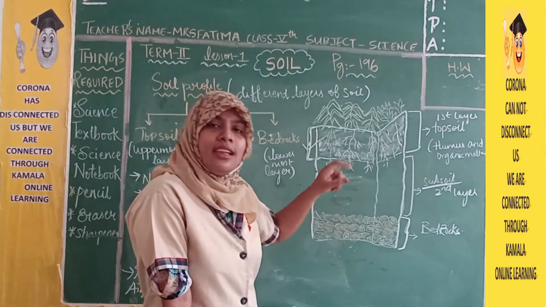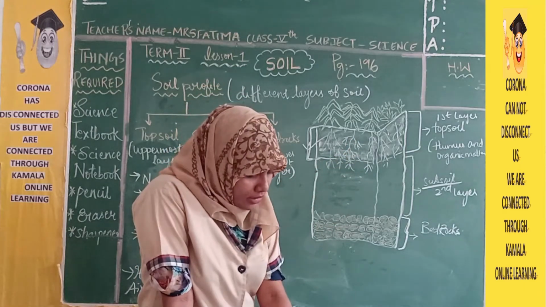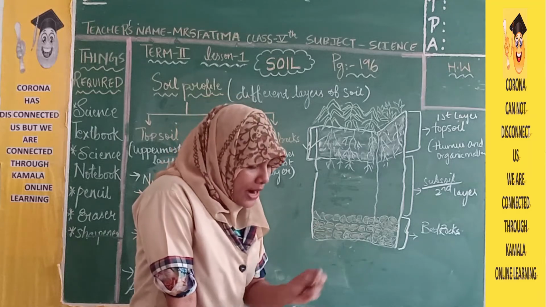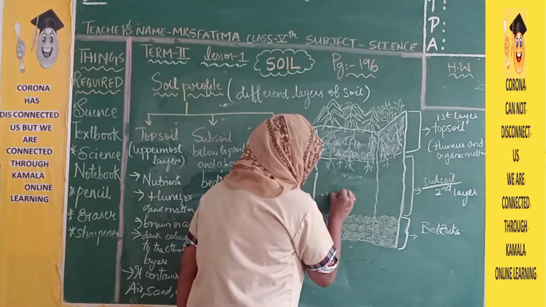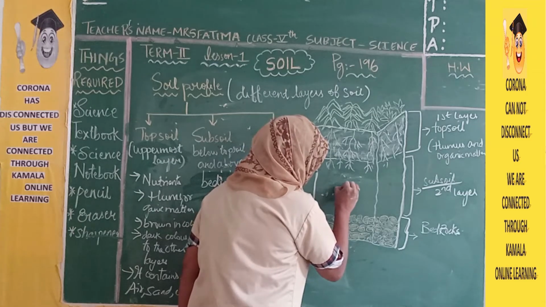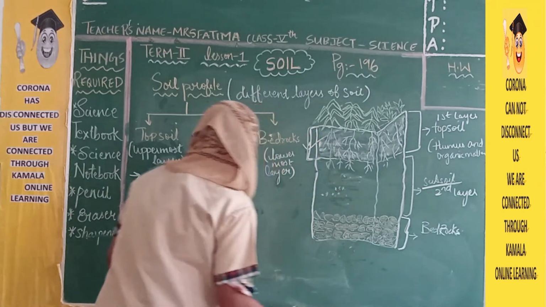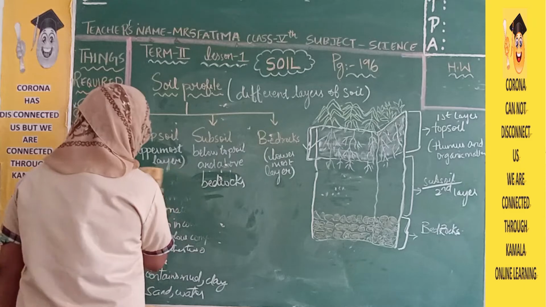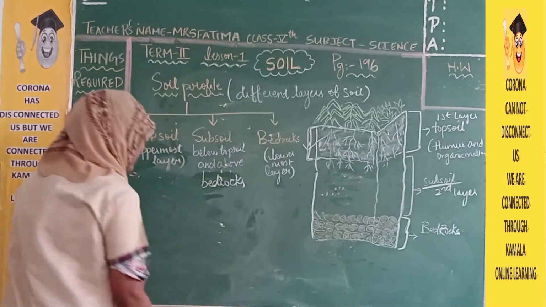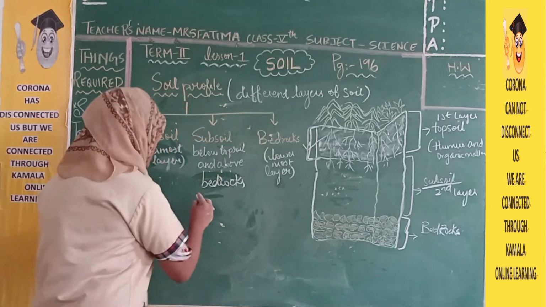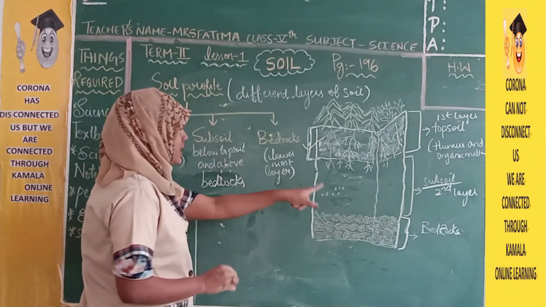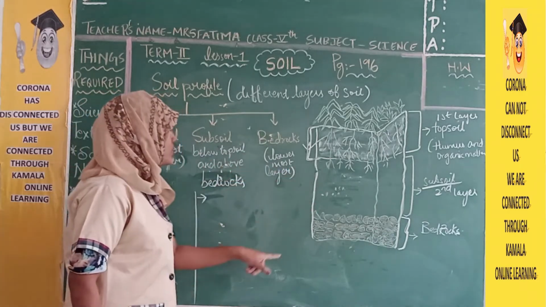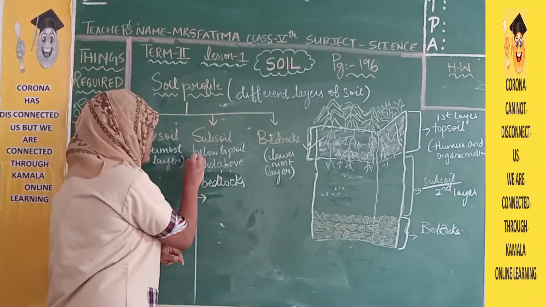Second layer is light in color. It contains rock particles. Small particles, children. It contains rock particles. We'll see about the second one. So subsoil is below topsoil and above bedrock.